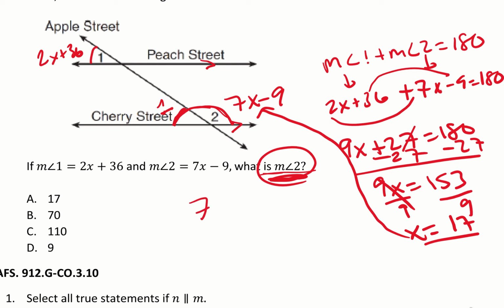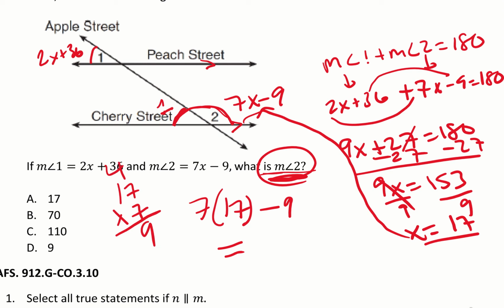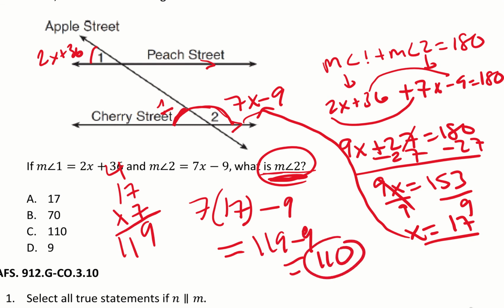So we have, angle 2 is 7x minus 9. So x is 17, so 7 times 17, 17 times 7. 7 times 7 is 49. Carry the 4, that's going to be 11. So 119 minus 9, which is 110. So part C is 110.